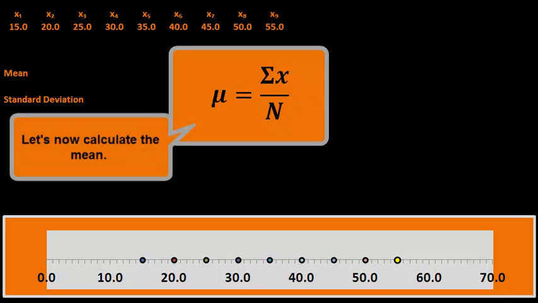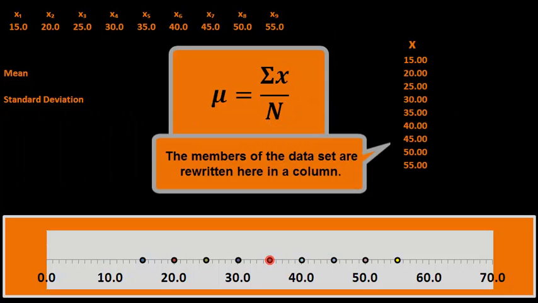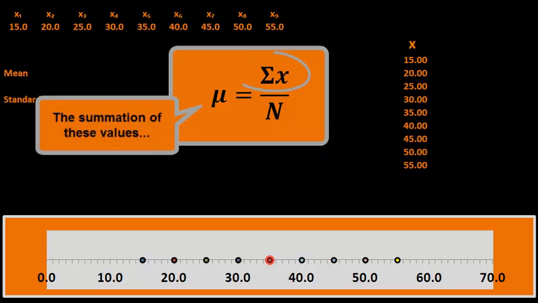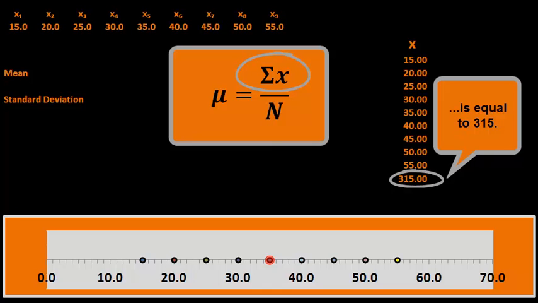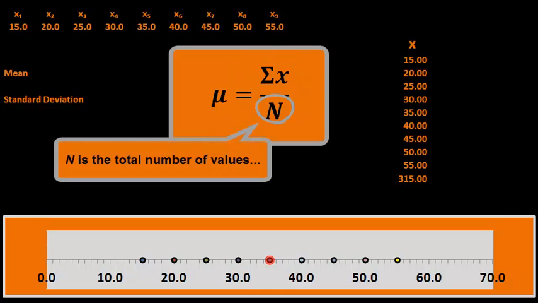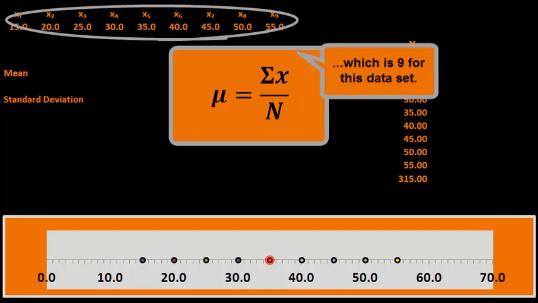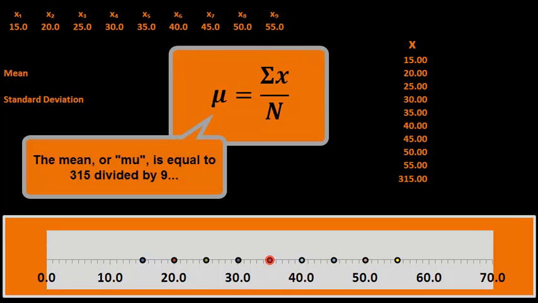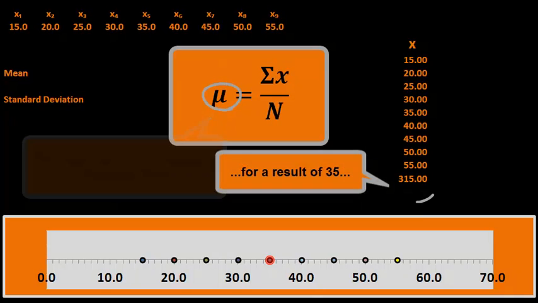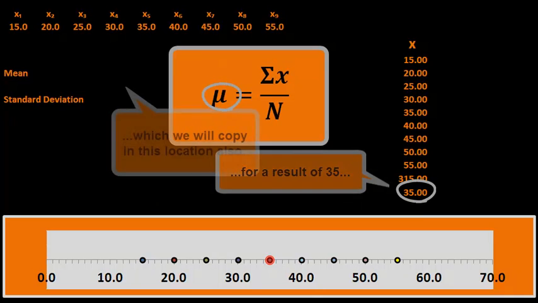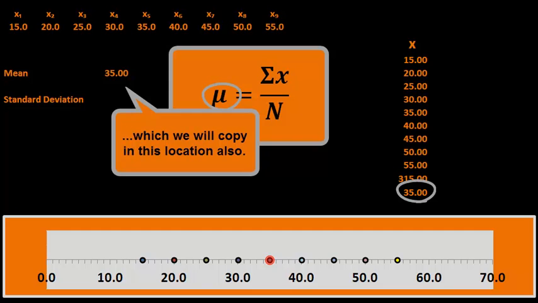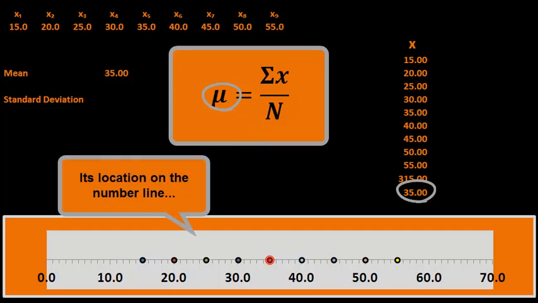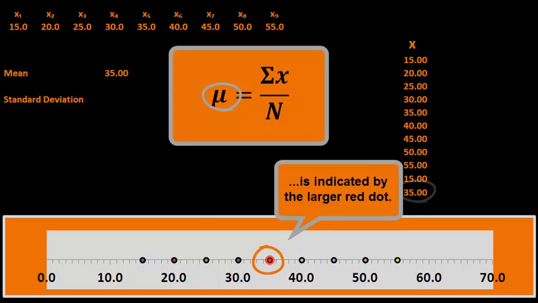Let's now calculate the mean. The members of the dataset are rewritten here in a column. The summation of these values is equal to 315. N is the total number of values, which is 9 for this dataset. The mean, or mu, is equal to 315 divided by 9 for a result of 35, which we will copy in this location also. Its location on the number line is indicated by the larger red dot.